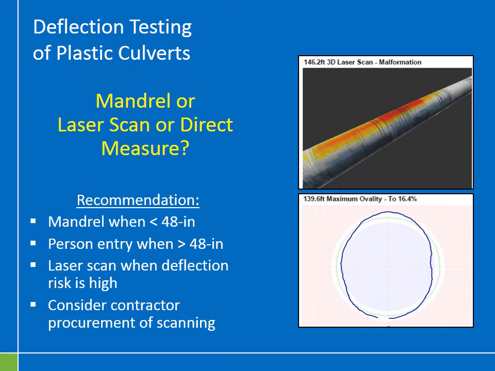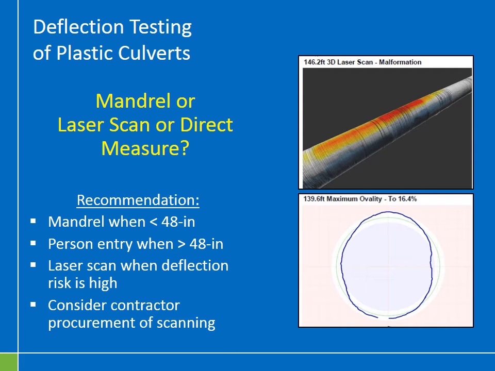Now, if the pipe is larger than 48 inches, we'd recommend person entry and manually measuring in a bunch of locations to measure for deflection. Now, laser scan does have its place for plastic pipe deflection measurements. We'd recommend using laser scan when there's a high risk for deflection. So maybe the pipe is constructed in an area that's going to receive high loads, or there's been high loads on top of it during construction, and you suspect that there might be some issues. It's good to have the laser scan in there so that you can quantify those issues.